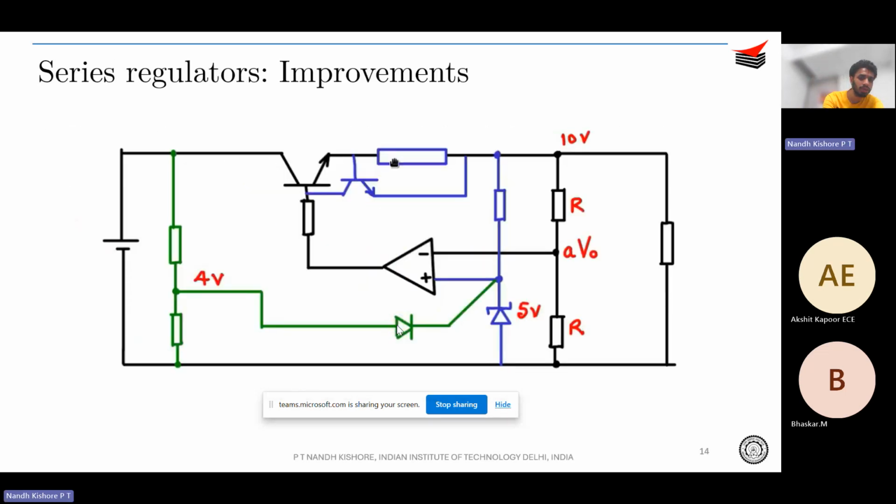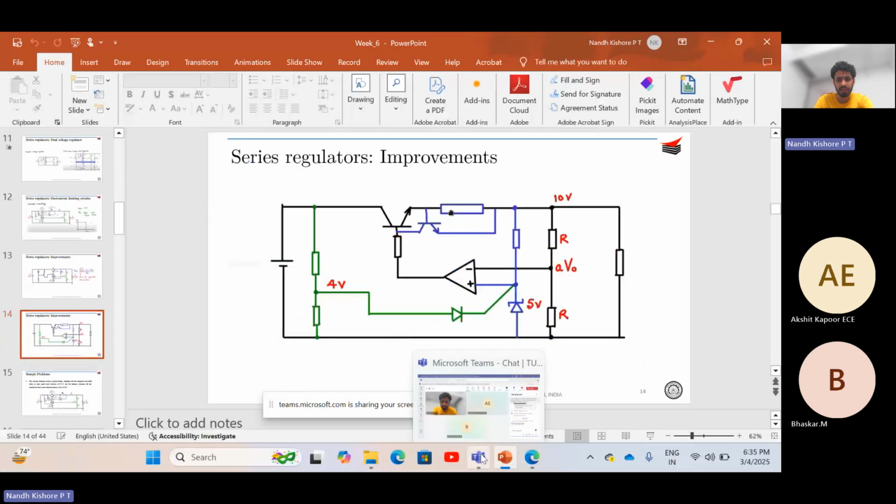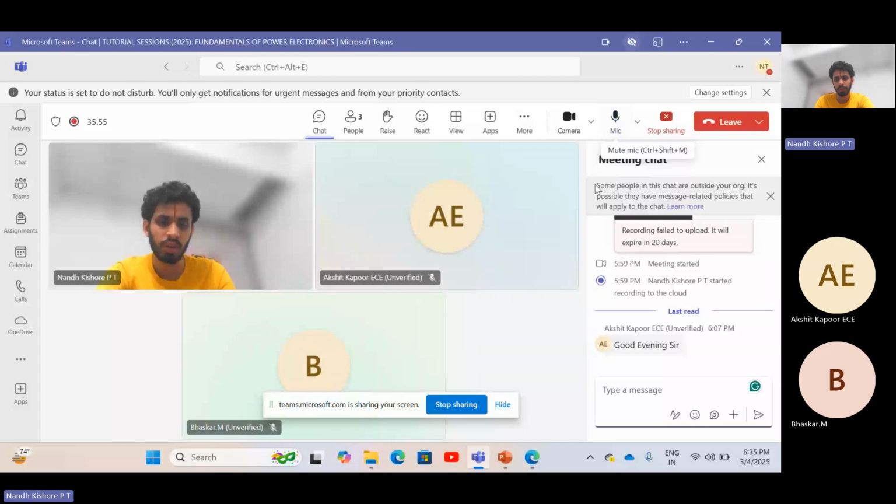Okay. So till this point, if you have any doubts, you just type in the chat box, or else we can go to problems.